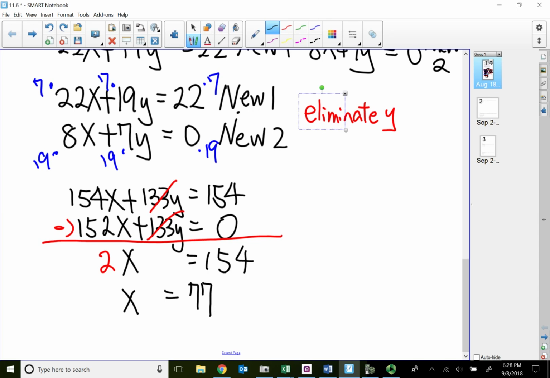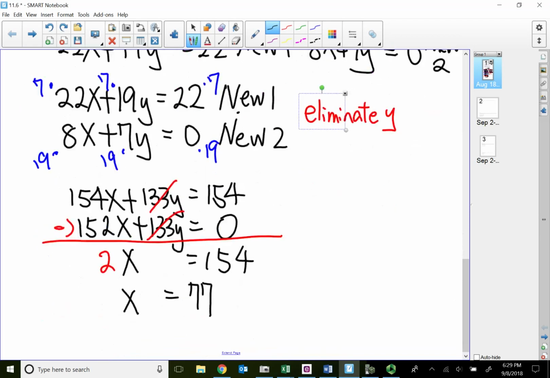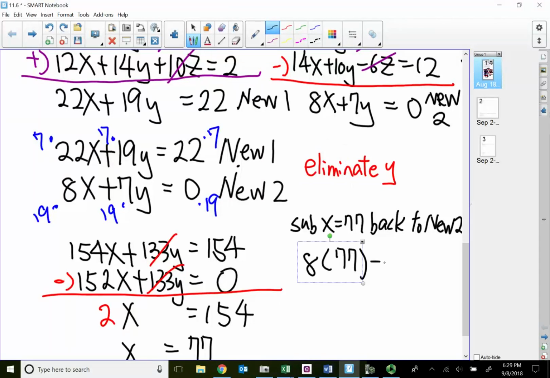So now I can take this same x equal to 77 and do some back substitution. I can go back to my new 1 or new 2. So new 2 looks easier, so I'm going to go back to new 2, okay? So sub x equal to 77 back to new 2. So that will be 8 times 77 plus 7y equal to 0.